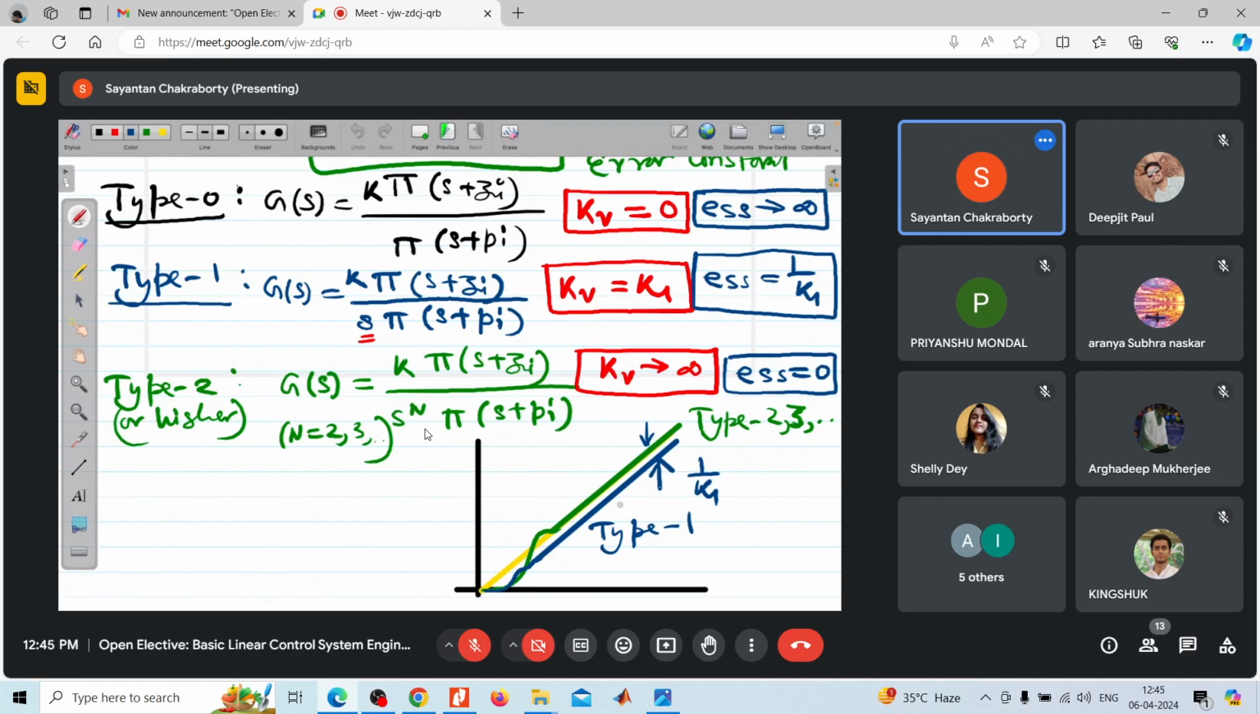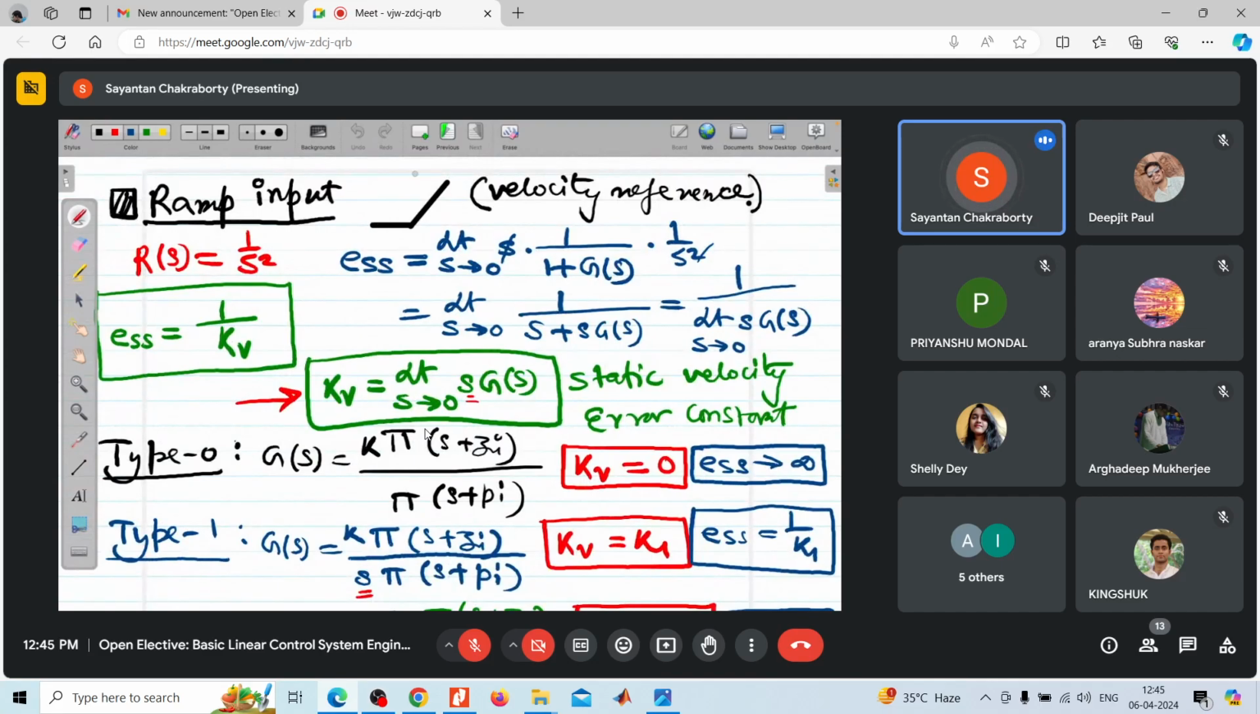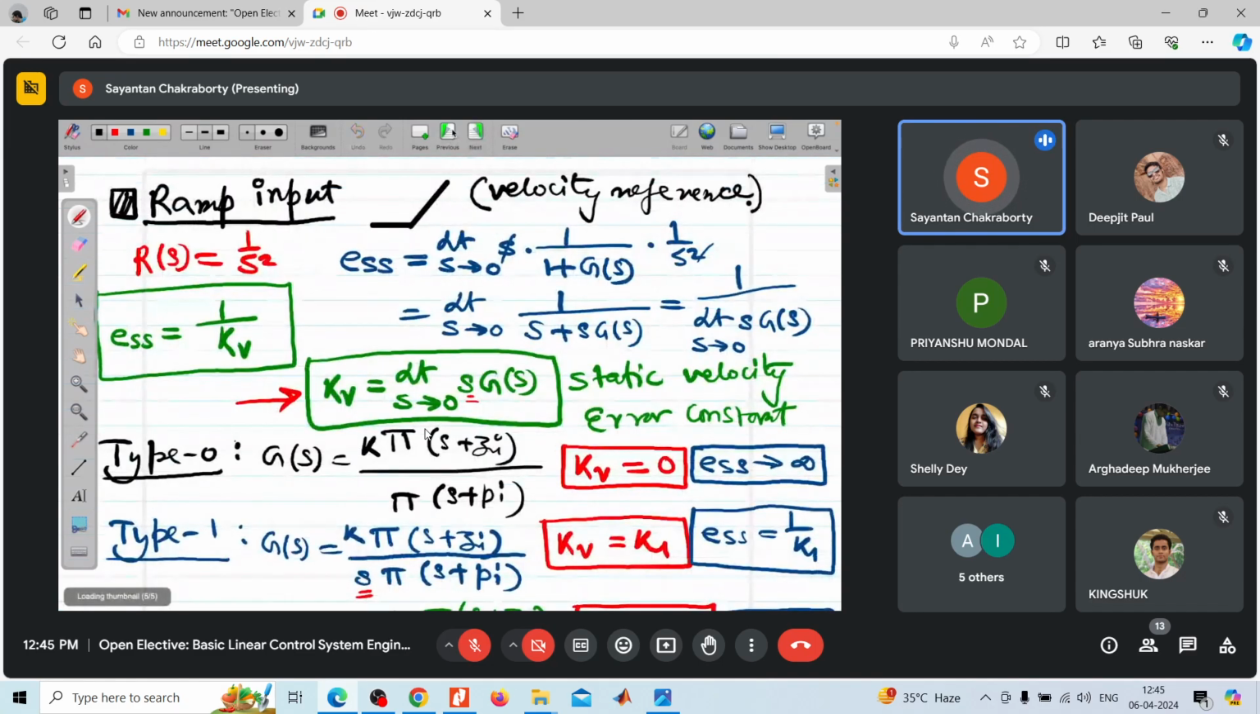And so this is your ramp input and a velocity reference. Then finally, do you understand what I am trying to say? You cannot infer. Is this good or bad? We'll discuss that in the concluding part.